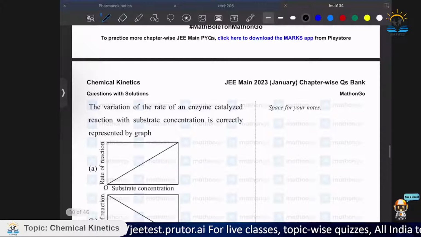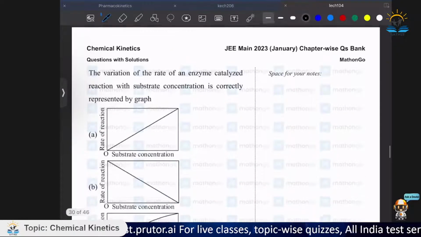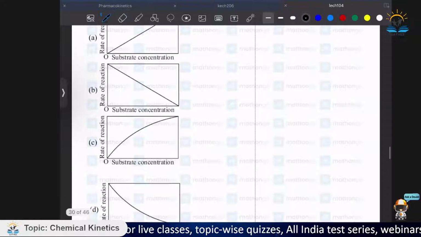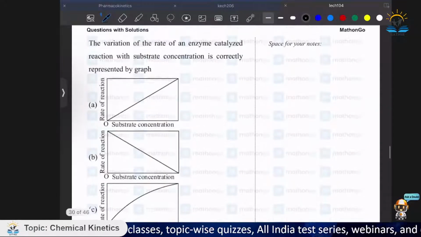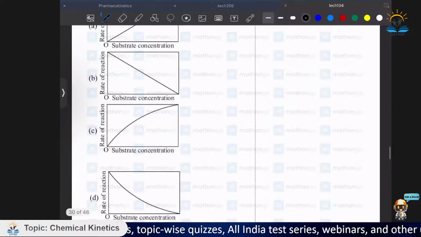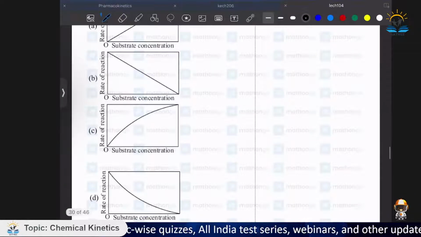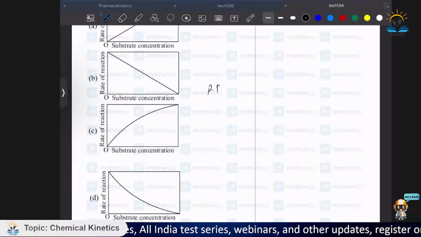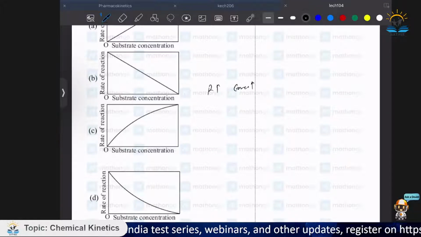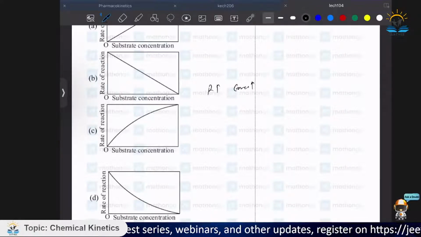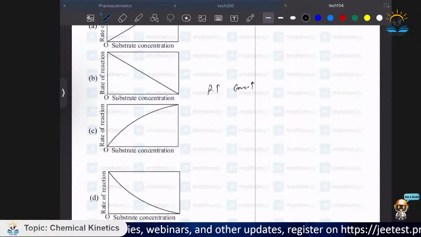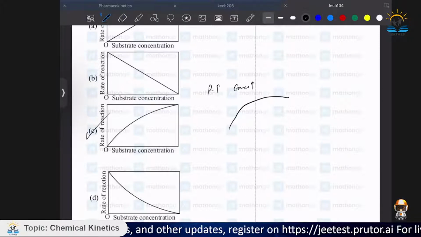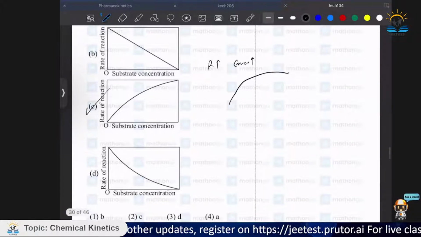Next, the variation of rate of an enzyme catalyzed reaction with substrate concentration is correctly represented by which graph? As you increase substrate concentration, rate should increase, but only till some extent, after which it will become stagnant. So graph C looks the most correct to me.